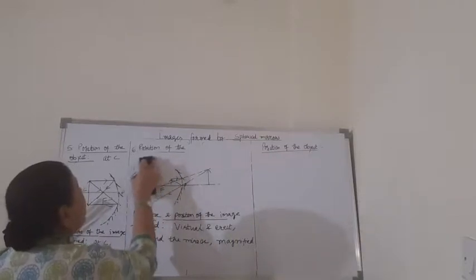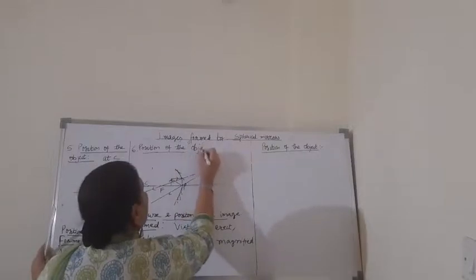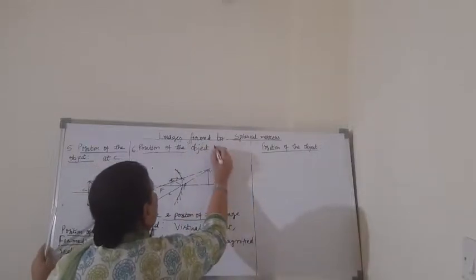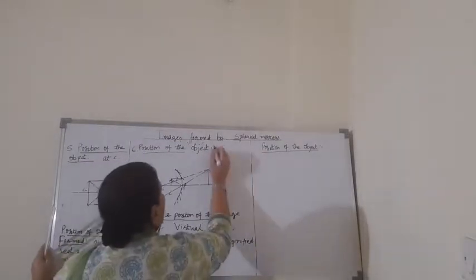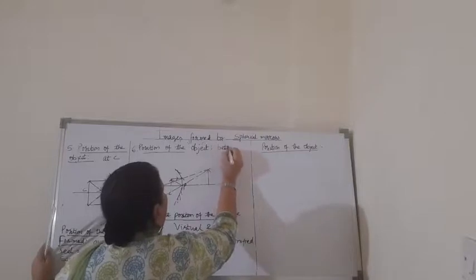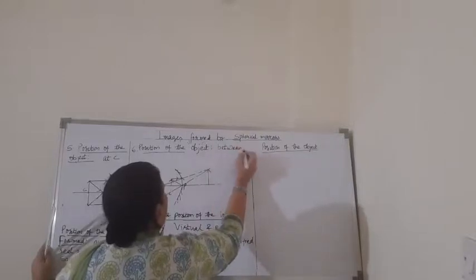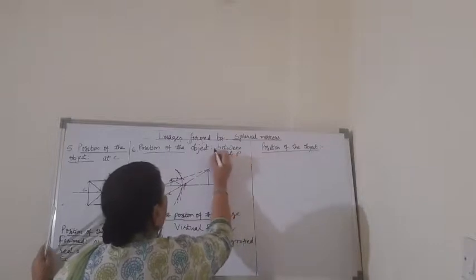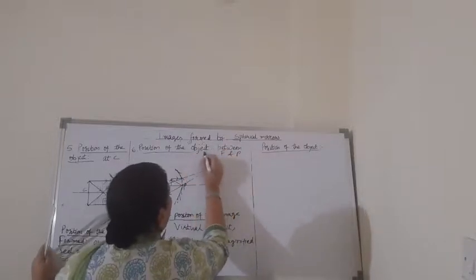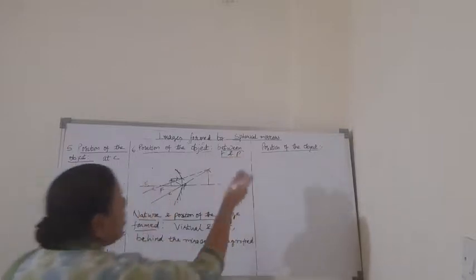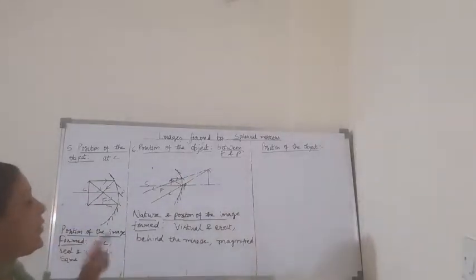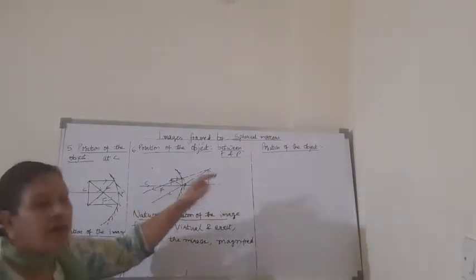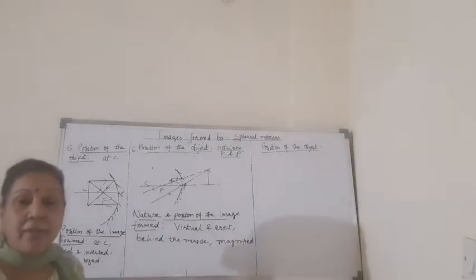So what I have taken, when the position of the object is between F and P, the image will be formed behind the mirror. So when the position of the object is between F and P, the image will be formed behind the mirror.